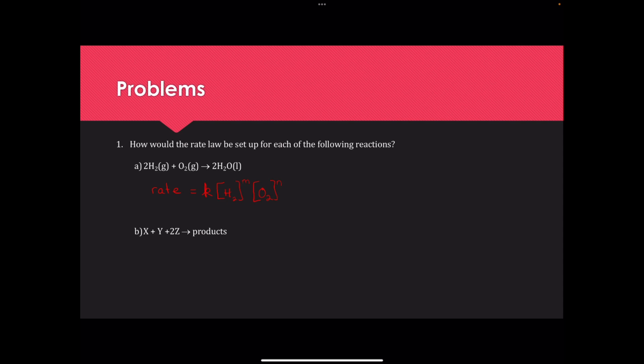Now with B, we've got 3 reactants. It doesn't change the way we set it up. The rate equals k times the concentration of X to the power of m times Y to the power of n times Z to the power of o. So here we're just setting up the general form. We'll talk a little bit later about how we actually determine what these m and n values are.